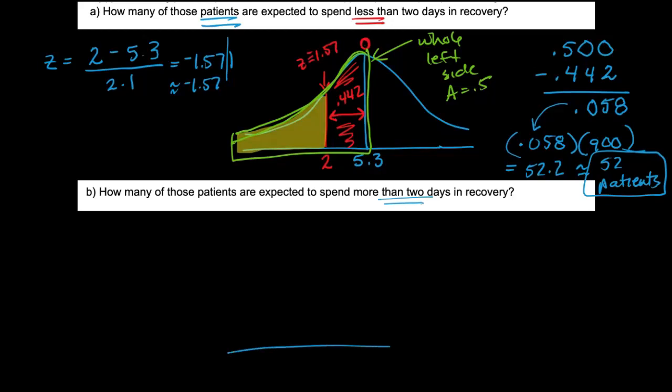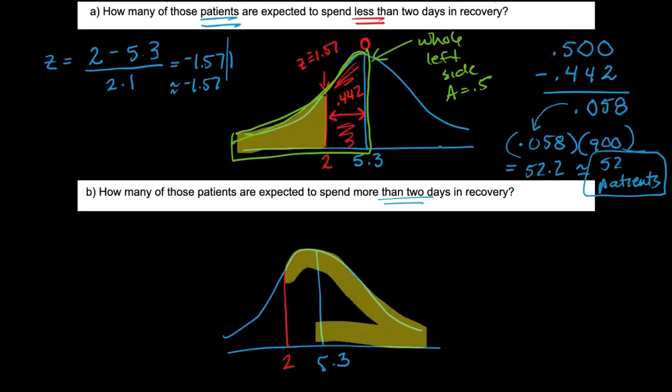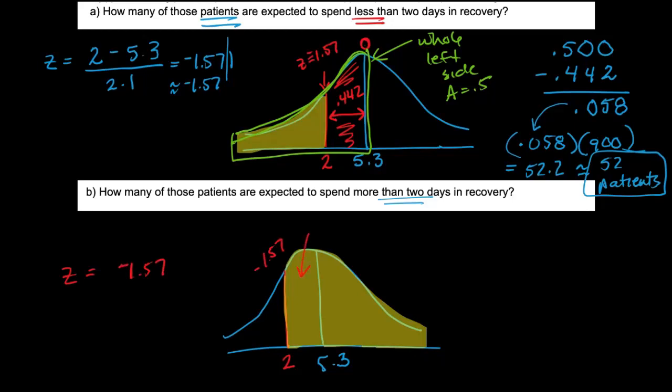And so we can draw the curve again with 5.3 in the middle. We can put a line where 2 would be, similar to what we did before, but now we want to know more than 2 days. So I'm going to shade everything to the right of 2 since it says more than 2. And the nice thing is I already did some work in the last problem. I already found that the z-score was negative 1.57, so that's nice. I already found that this area right here is 0.442. I know that the area to the right is 50%, which is the same thing as 0.50 as a decimal.